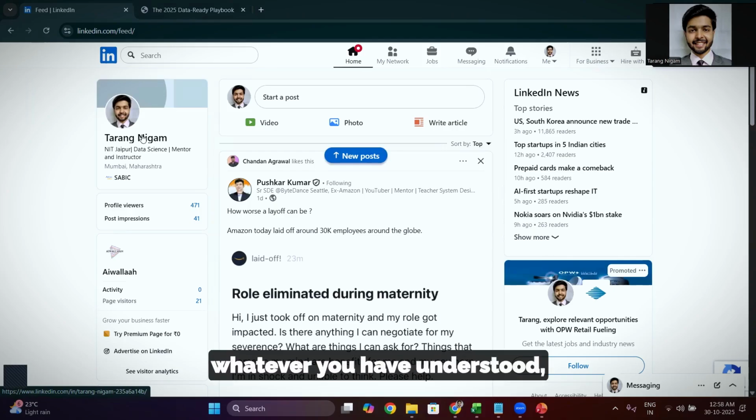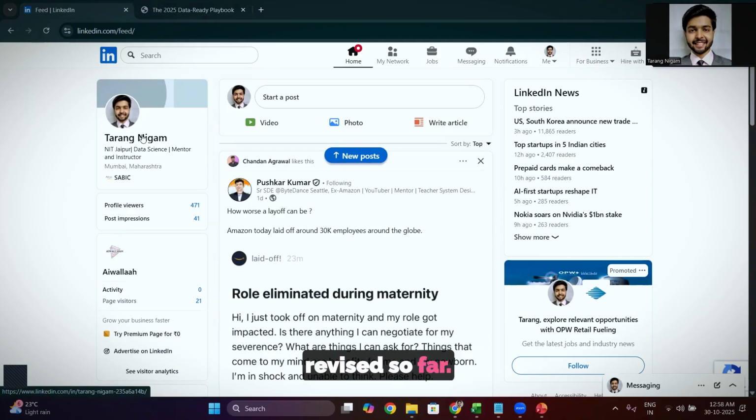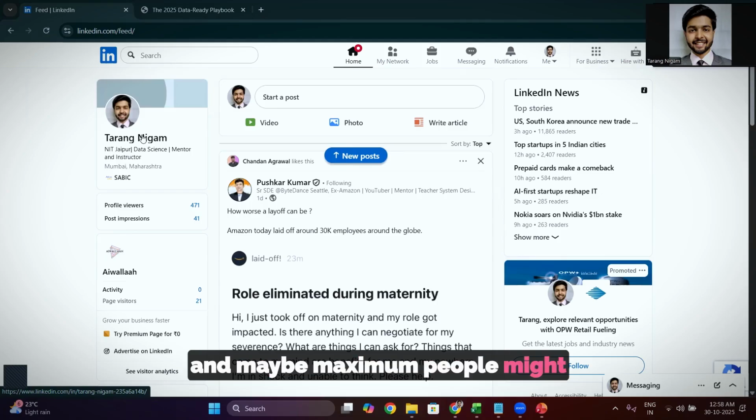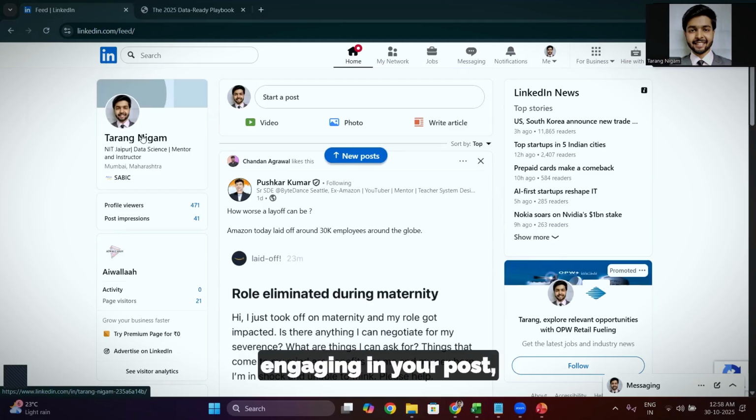Whatever you have learned, whatever you have understood, whatever you have revised so far, kindly make a habit that you post at least once in a week. That will develop a habit of posting, and maybe many people might be engaging in your post, as well as the recruiters, which can eventually help you in your interviews. So understand, it's a game of being sellable, that I'm again telling you. If you're not able to sell yourself in a very good way, then you are left behind.